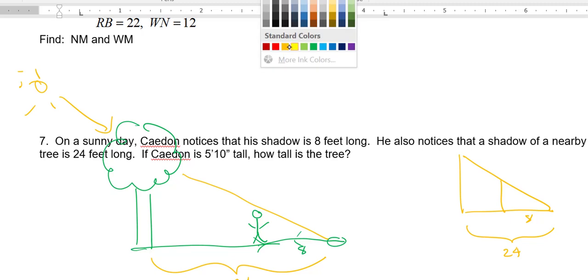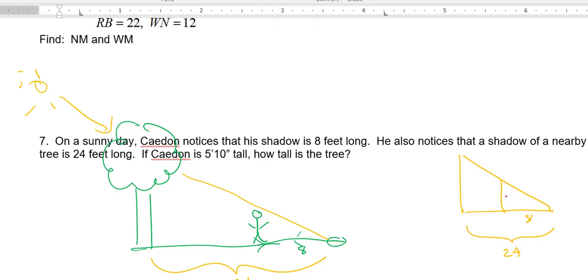I know what this one is right here. It's 5 feet 10 inches tall, which is exactly how tall he is. So I'm going to put this in terms of feet. So it's 5.83 feet, 83 coming from 10 divided by 12. And what I'm looking for is the height of the tree, x. So x right there.